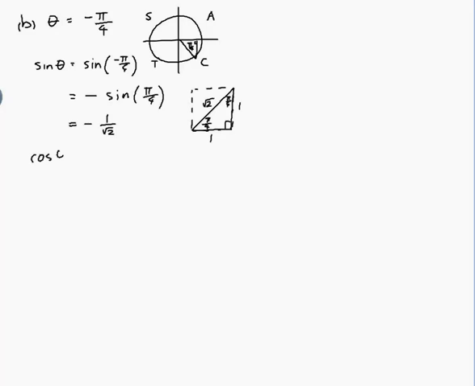Cos theta is cos of minus pi on 4. So using the angle in that triangle, it's going to be either plus or minus cos of pi on 4. And it says cos is positive in that quadrant, so I don't need to put a minus sign. Just to be absolutely certain, I can put a plus there. So cos of pi on 4 is adjacent over hypotenuse, which again is 1 on root 2.